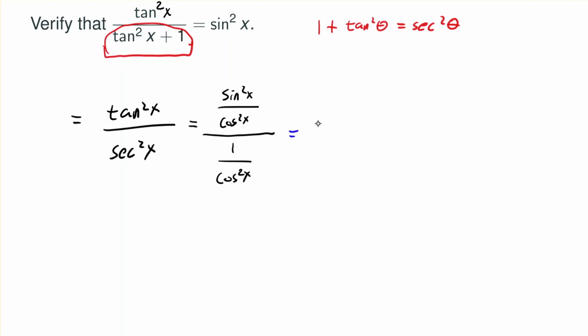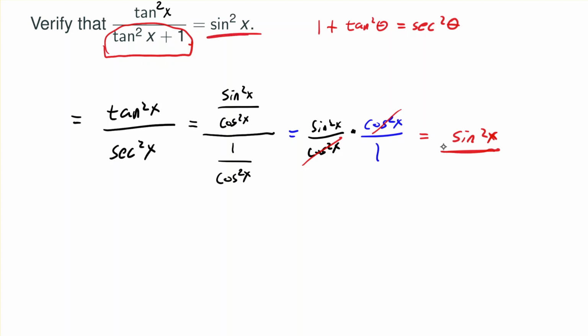Then we have sine square x over cosine square x. And dividing a fraction is the same thing as multiplying the reciprocal. So we multiply reciprocal, cosine square x over 1. And as you can see, these two cancel out. So final answer, we simplified to sine square x. So as I simplify, I just naturally want to simplify it is equal to this. So we verify this is true.